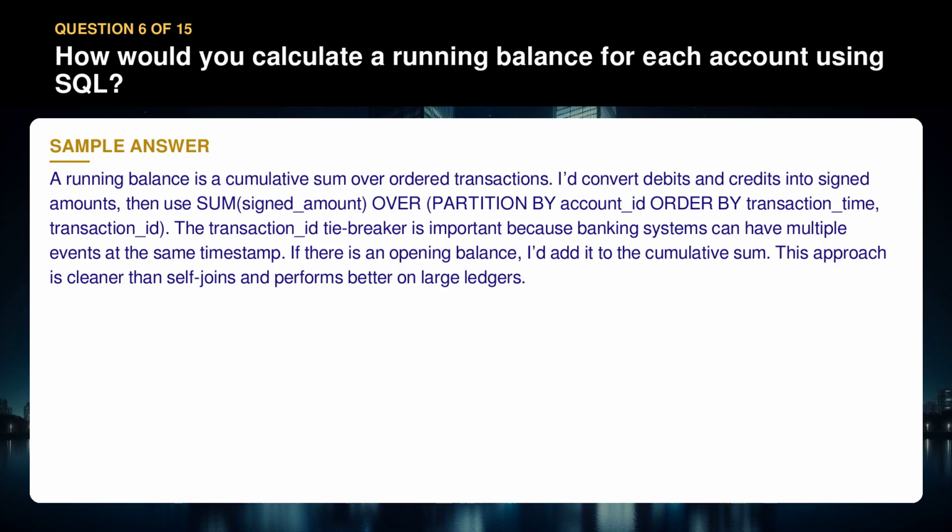A running balance is a cumulative sum over ordered transactions. I'd convert debits and credits into signed amounts, then use SUM of signed amounts OVER PARTITION BY account ID, ordered by transaction time and transaction ID. The transaction ID tiebreaker is important because banking systems can have multiple events at the same timestamp. If there is an opening balance, I'd add it to the cumulative sum. This approach is cleaner than self-joins and performs better on large ledgers.